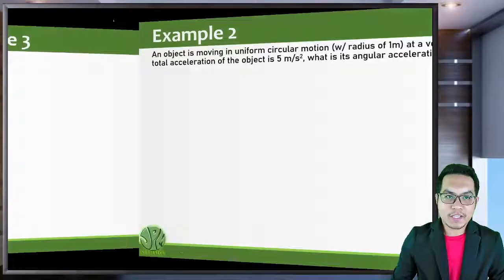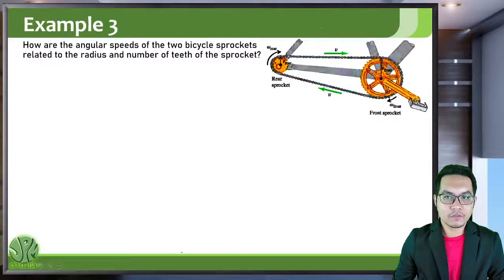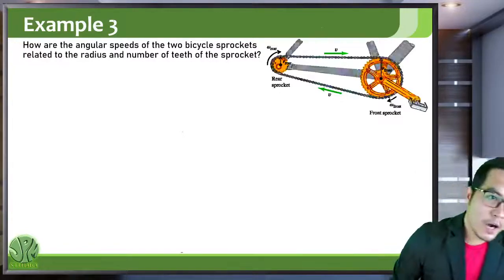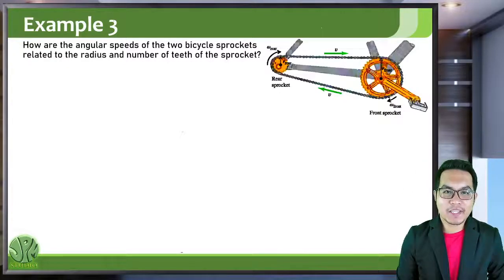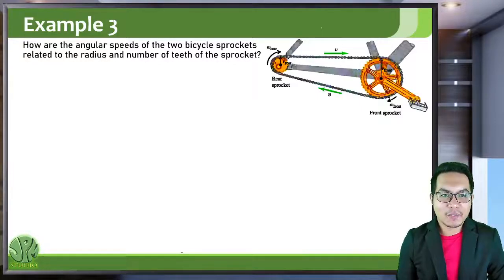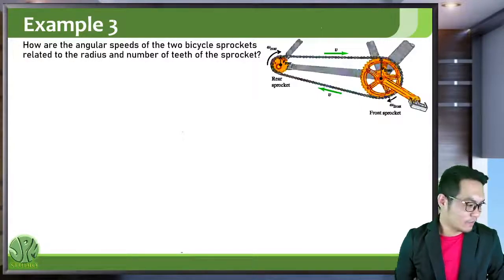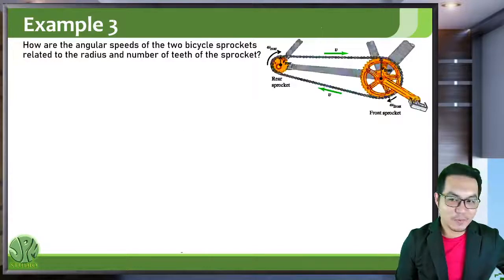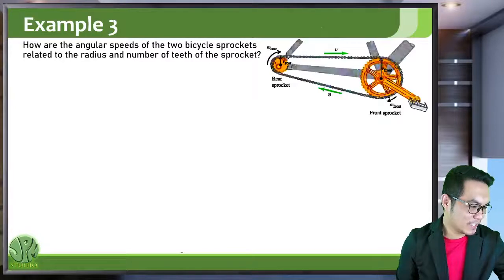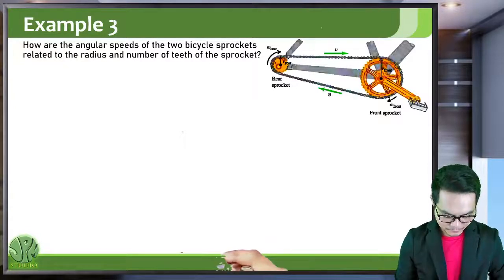So for another example, we have a bicycle. How are the angular speeds of two bicycle sprockets related to the radius and number of teeth of the sprocket? You know what's a sprocket, right? The gears. It's basically the gears in your bicycle or motorcycle.